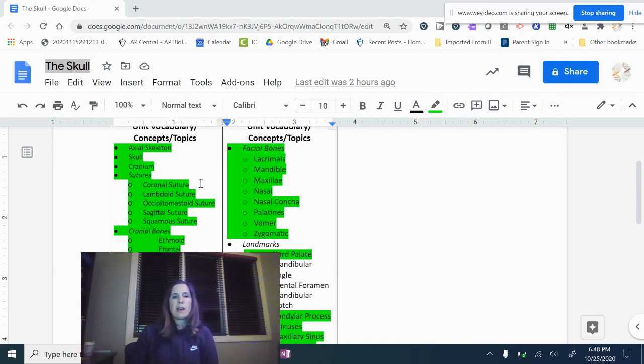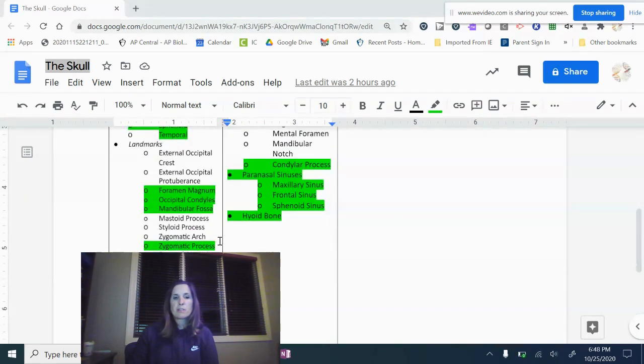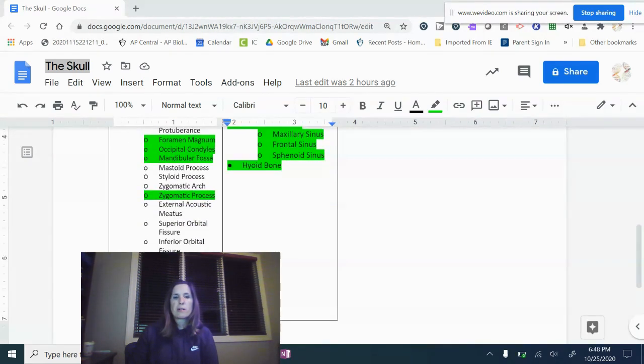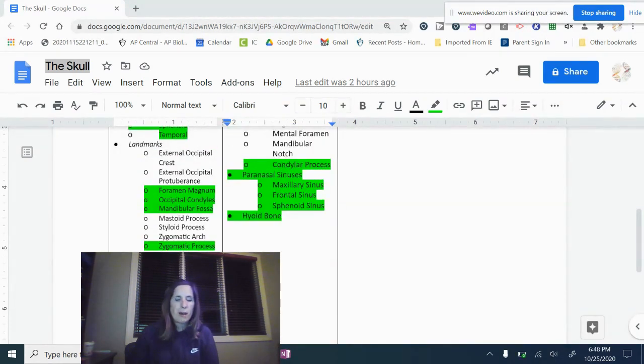But you can see that we have the concepts and the topics. For example, we have sutures here. These are the sutures you have to know. Cranial bones. These are the cranial bones you have to know. Now, landmarks, you can see there's a lot more, but you don't have to learn all of those or be responsible for all of those as you normally would, since we are short on time due to COVID-19.